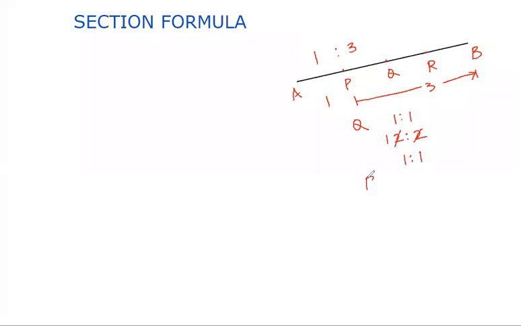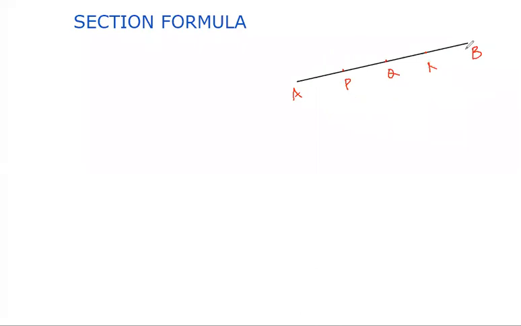Point R is dividing the line AB in the ratio. Can anyone say? Point R is dividing the line AB in which ratio? 3:1. 3:1. Very good, Dev. It is 3:1.